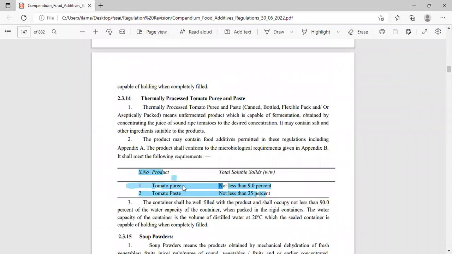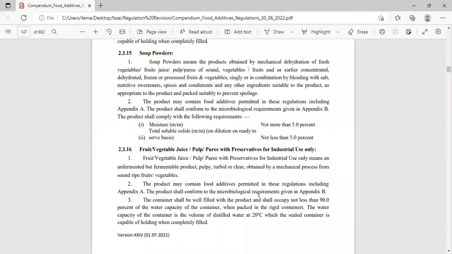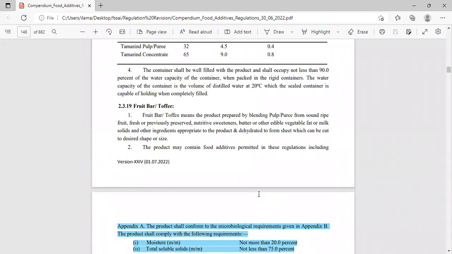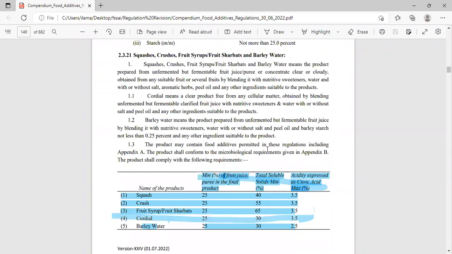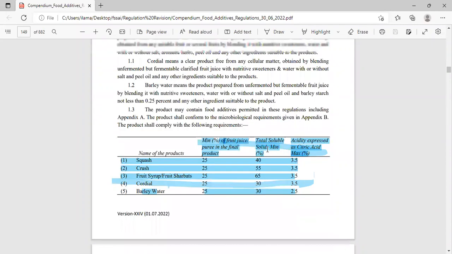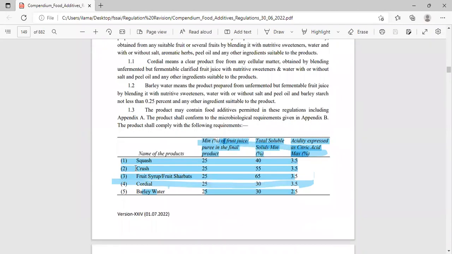And for tomato puree, the TSS is not less than 9%, and for tomato paste, the value is a little higher. Here, the paste will be a little thicker in consistency when compared to puree. So the TSS value will be higher for paste. Here, fruit bar, toffee, go through these highlighted values, and go through what is the TSS value for squash, crush, fruit sherbets, cordial.